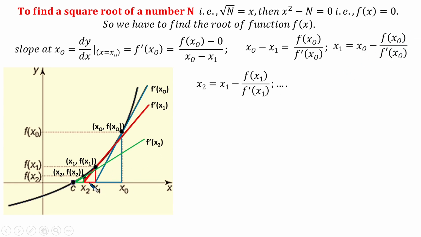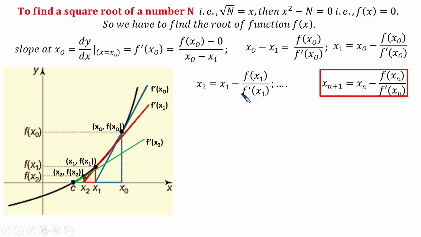Similarly, for this red triangle, I can write x2 is equal to x1 minus f of x1 divided by f prime x1. You can find this along this line, and similarly, if you continue, you will get x of n plus 1 is equal to x of n minus. So this is 1, 2, this is 0, 1. So this is n plus 1, one number more than n. If it is 0, this is 1. If it is 1, it is 2. If it is 2, this will be 3. So if you continue, you will have x of n plus 1 equal to x of n minus the function of x of n divided by the derivative of this function.